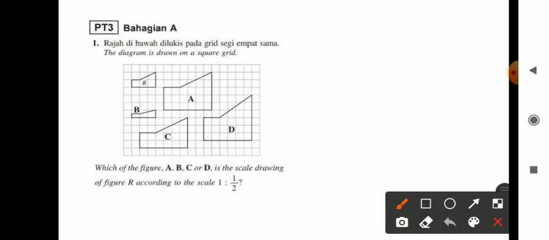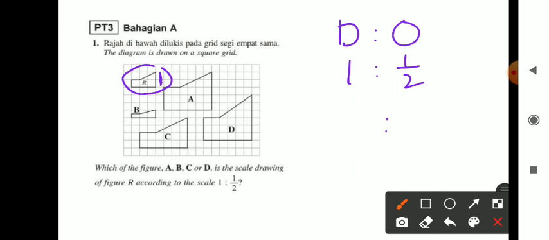Okay, so which of the figure A, B, C, D is the scale drawing of figure R? So always use this magic formula. So which of these is the scale 1 to 2? So R is the object. So which of these is the correct drawing? So just compare any side lah. Let's say we compare this. Okay, 2 cm. Kalau 2 cm originally, drawing perlu berapa leh?